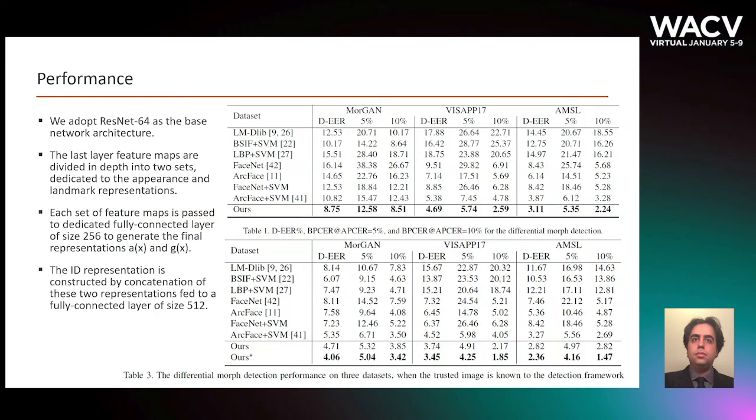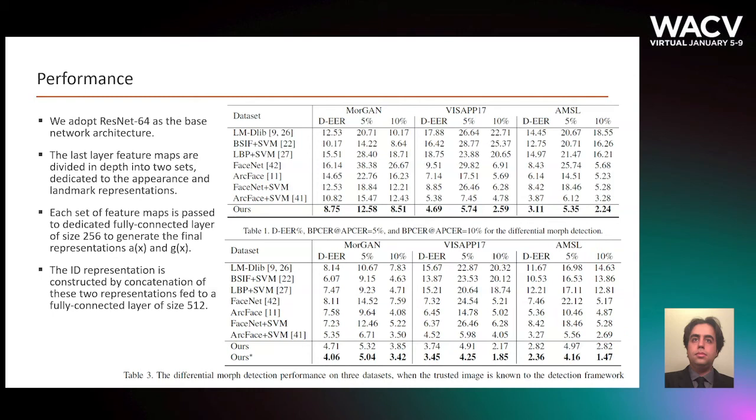Here we present the performance of our framework on three datasets. The top table does not consider the prior knowledge about which of the images in the pair fed to the recognition framework is a trusted image. On the other hand, the other table studies the effect of the trusted image being known to the detection framework.